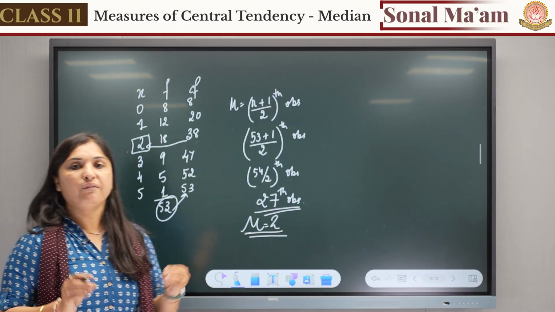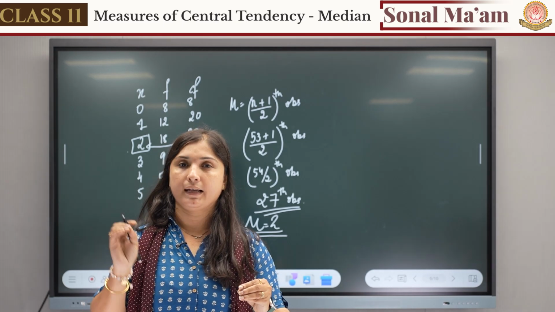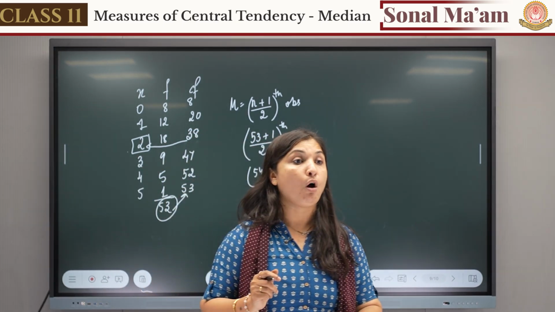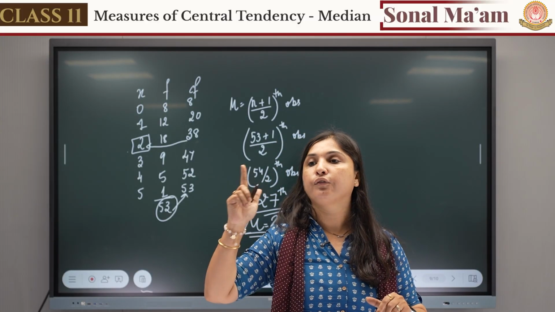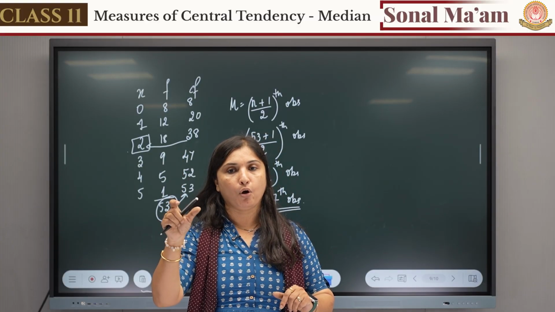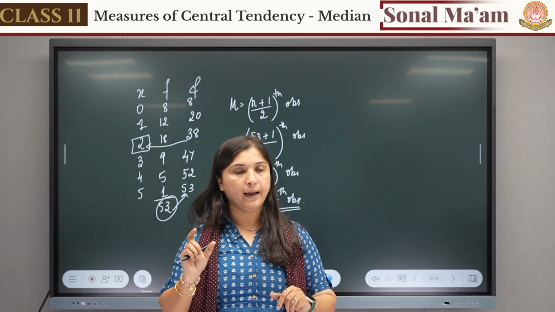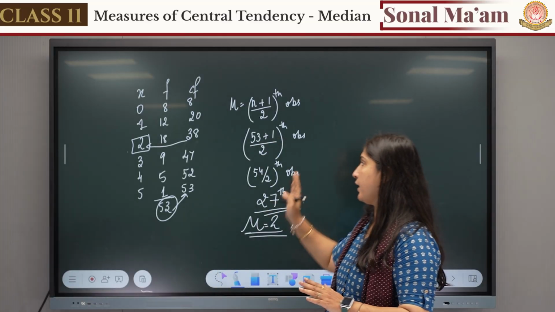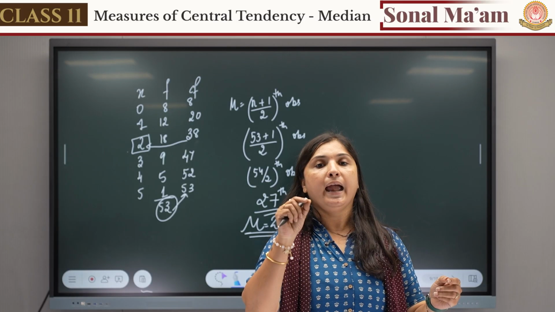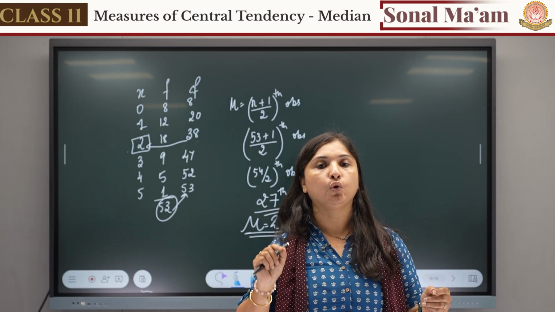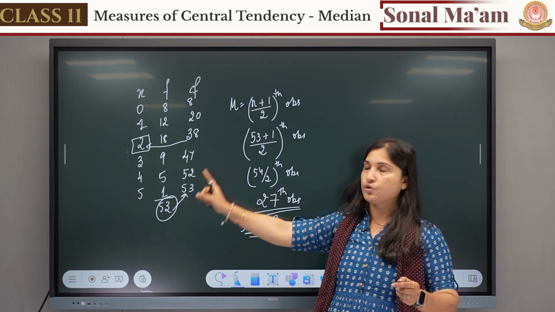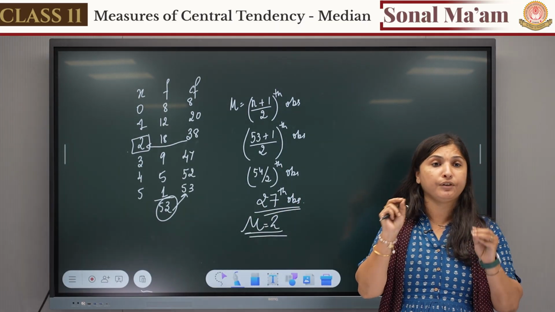Is it clear? Whenever discrete data is given to you, discrete data already has the frequency. You have to make an extra column of what? You have to make an extra column of cumulative frequency, that is CF. क्या करना है CF find करने के लिए? We have to just keep on adding the frequencies, right? After adding the frequencies, first step हो गया. Second step क्या करना है? We have to apply the formula. And what is the formula when the data is discrete? N plus 1 by 2th observation. We had 53 as our n, so 53 plus 1 by 2th observation, 27th observation.